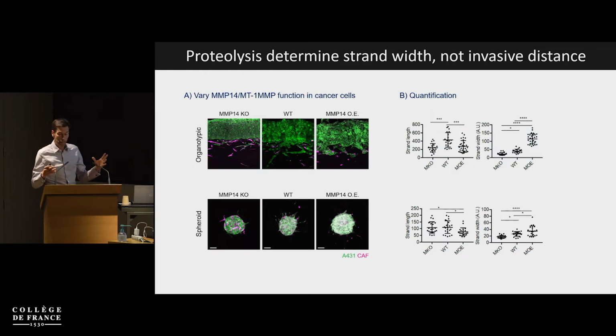So what we did was we played around with this model and we either turned up or turned off their ability to degrade the collagen-rich extracellular matrix. And what I hope you can appreciate here is that when we overexpress the relevant collagen protease, we get much wider strands, and when we knock it down, the strands are still getting almost the same distance down, but they're much, much thinner. And we see similar things in the spheroid context here. So really telling us that the predominant thing that proteolysis is doing is determining the breadth of the invasive strand, not how far it's getting.